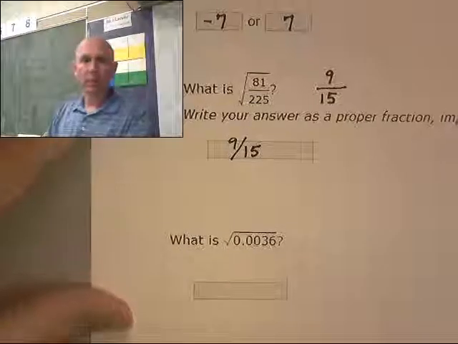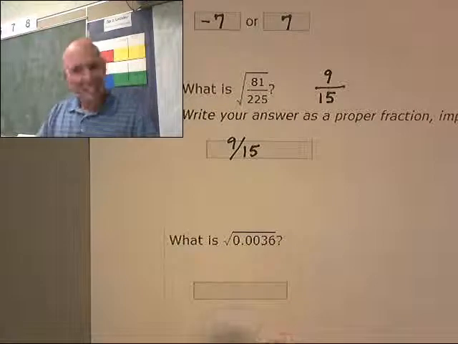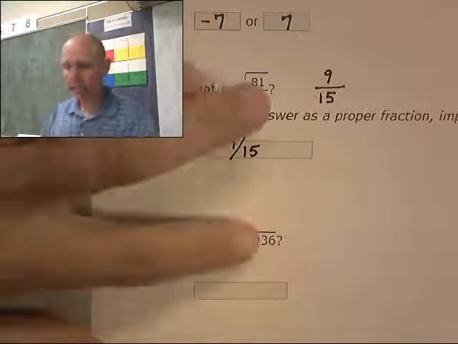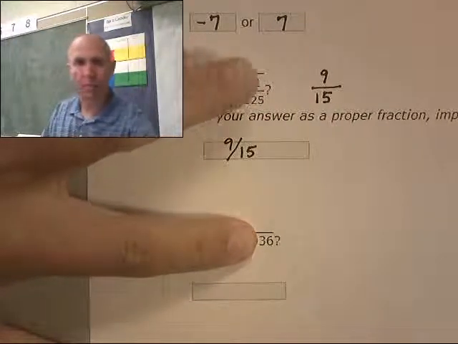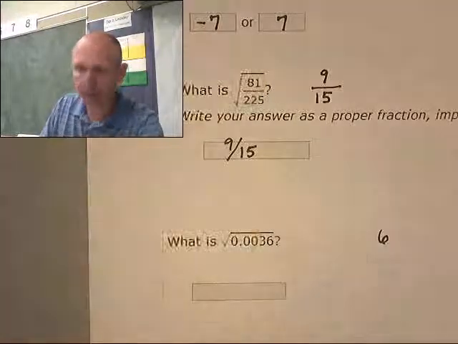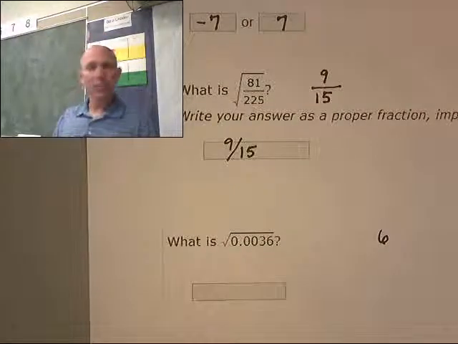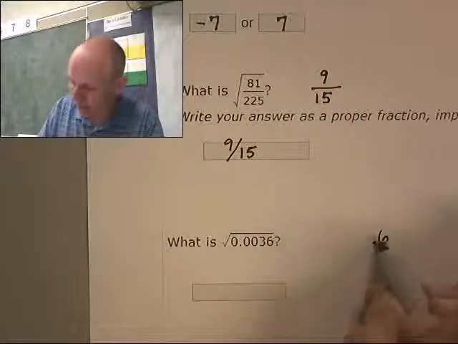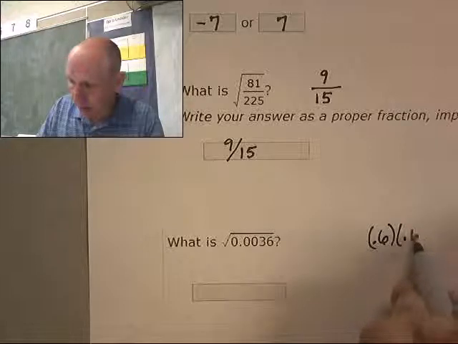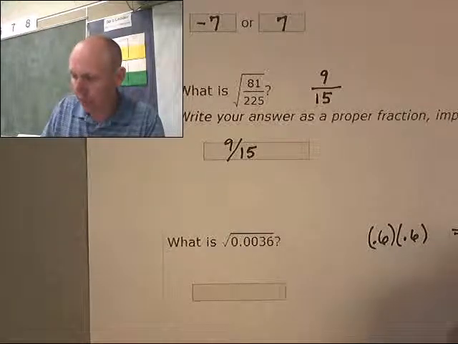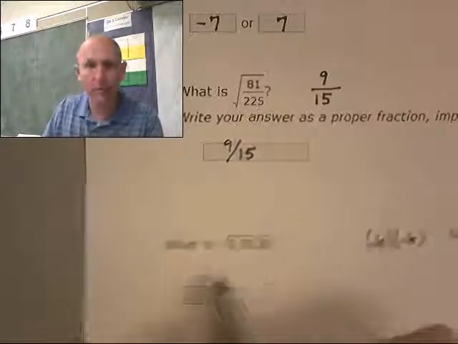This last one's really great. It's a decimal, but let's ignore all the zeros and the decimal part of it. Let's just think about the 36. Well, what's the square root of 36? 6. So I know my answer is a 6, but it needs some decimals with it. Is it 0.6 times 0.6? Well, that would be 36 with 2 decimal places, and that's not what the answer is.